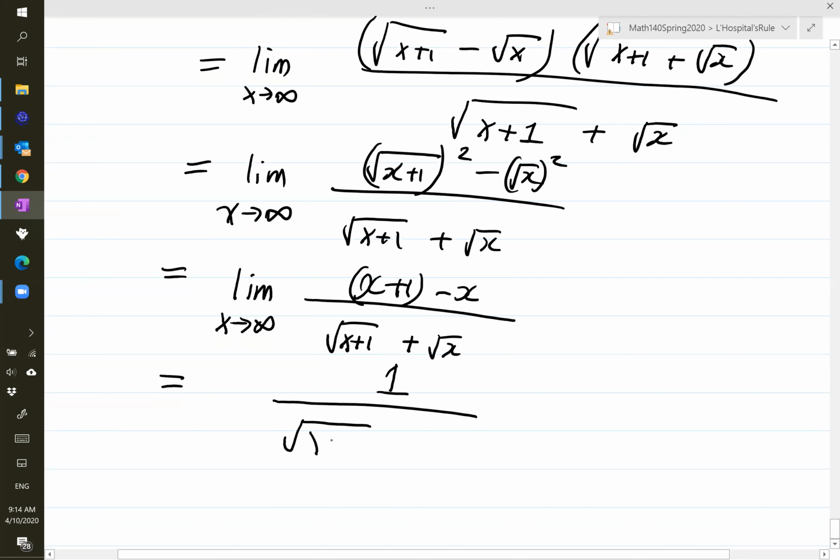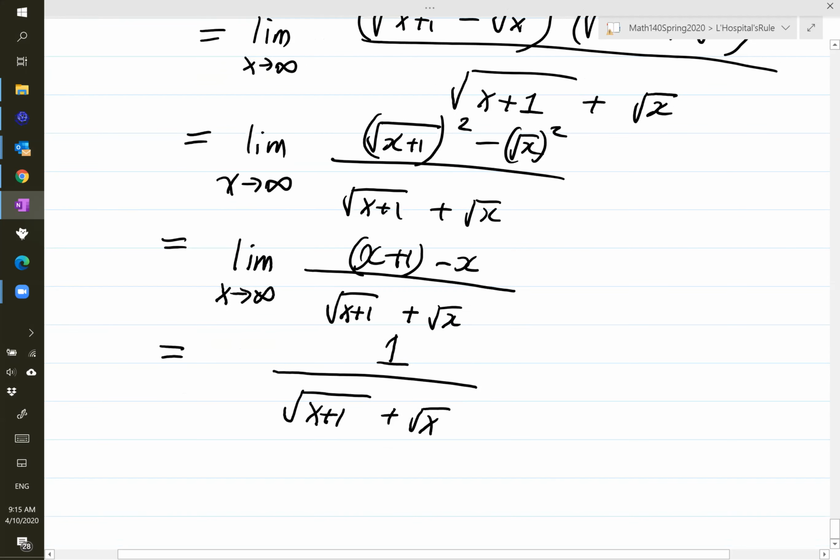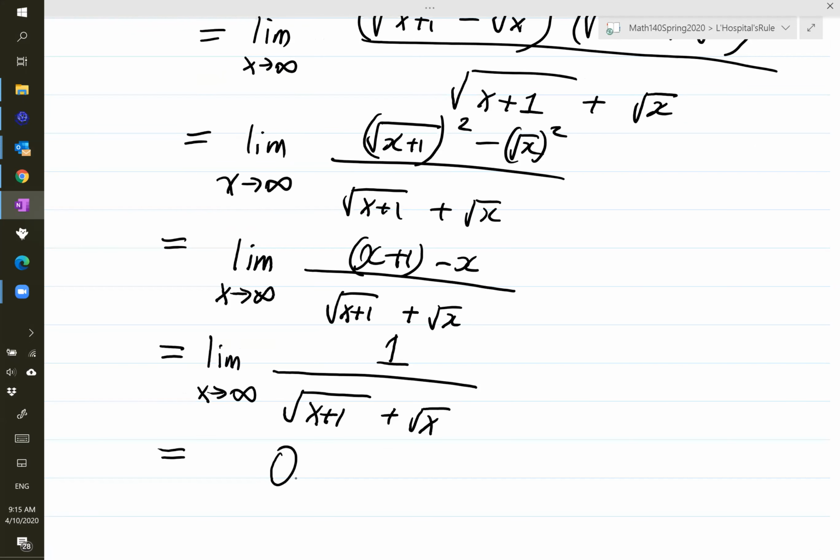Over the square root of x plus 1 plus the square root of x. Now as x approaches infinity, you see the denominator approaches infinity. So you can clearly get 1 over infinity, so this is 0. The key is to try to make it a fraction and then apply. So we don't need to apply L'Hopital's rule for this problem because it's simple.